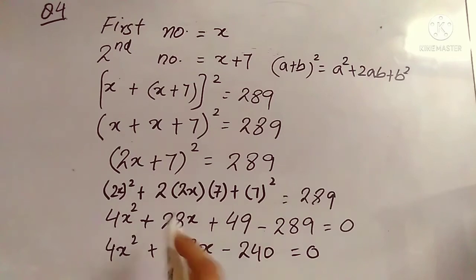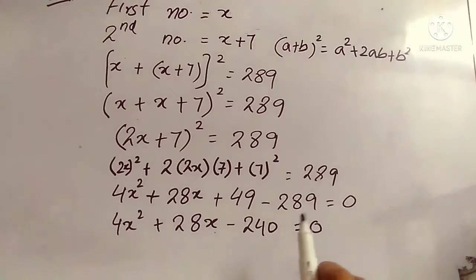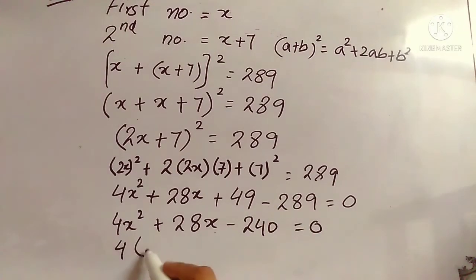Now you can take 4 common. Okay, what's left inside it? x square plus 4 7s are 28x.